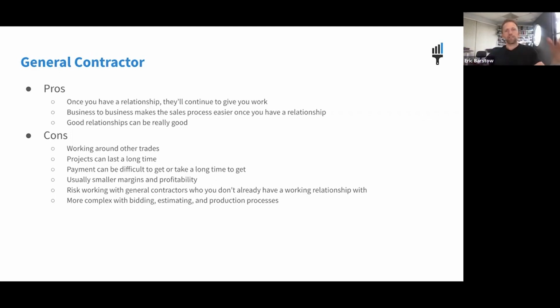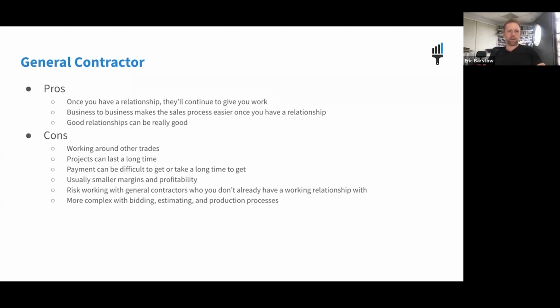And then good relationships here can be really, really good for those first two reasons. A good relationship is like, you know, they're professional, they're organized, they pay you well, they pay you on time, they're ethical. That's what we mean by good relationship. Good margins, good payment terms, they're organized on top of their stuff, so they're not making your life hard, and they're ethical. And I bring up ethical because that's one of the cons: there's a lot of unethical general contractors. So cons, working around other trades can be a pain in the ass.